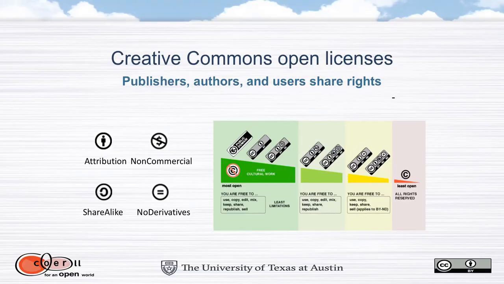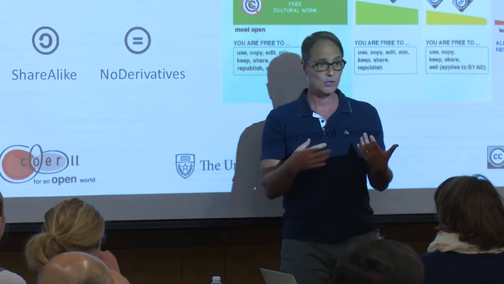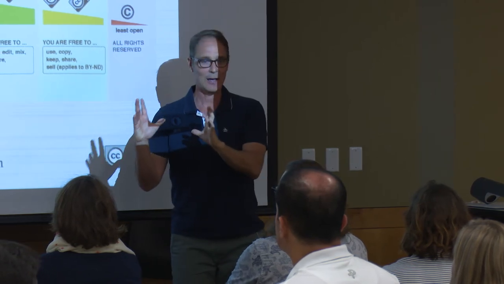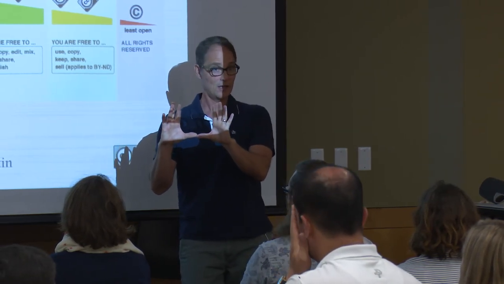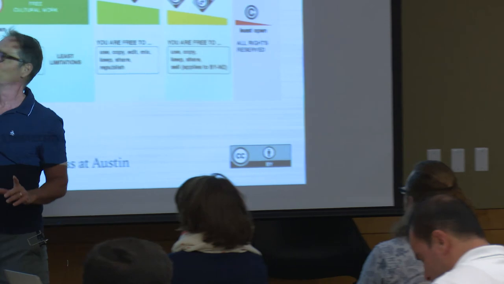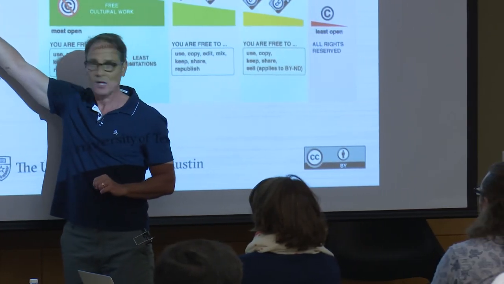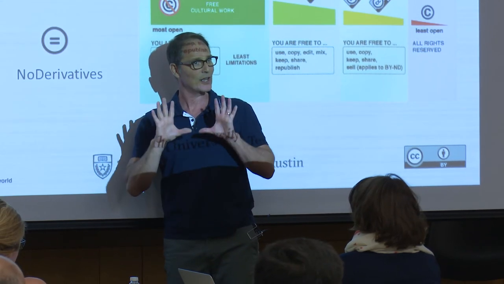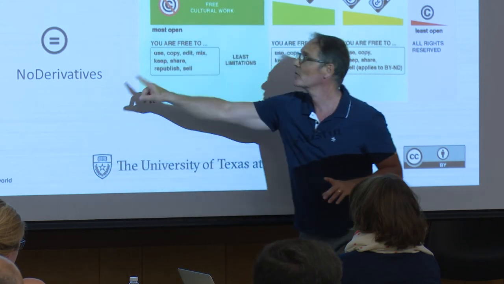That's what that means. No derivatives means this equal sign. The original must look like, you can't change it at all, right? Whatever you're doing must look exactly like what you started with. In other words, the Louvre, I kept coming back to that. Okay, so you have an image of the Louvre that you found on Flickr, somebody took the picture, and it says give me attribution, don't use this for commercial purposes, and no derivatives, meaning don't Photoshop my photograph, use it as is, okay? So that's what those things mean.